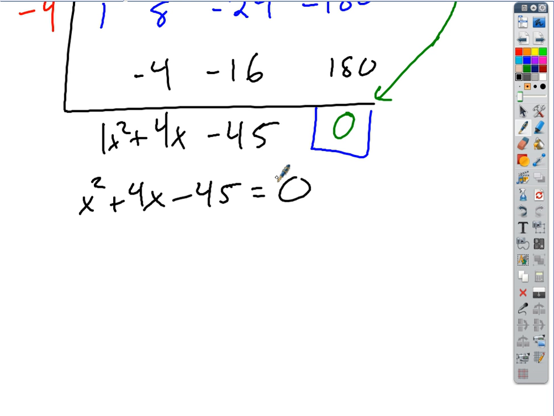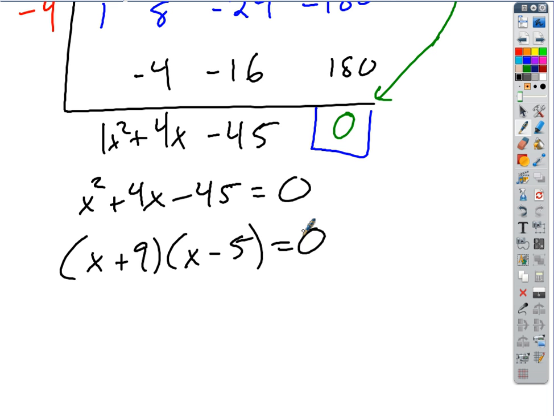I can use quadratic formula. If I can find magic numbers, that's quicker. Are there magic numbers that multiply to -45 and add to +4? There are. Say it again. 9 and -5, yeah. But we didn't have to do that. We could have also done quadratic formula. So it does factor into x plus 9 and x minus 5.